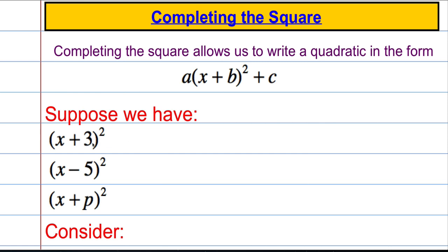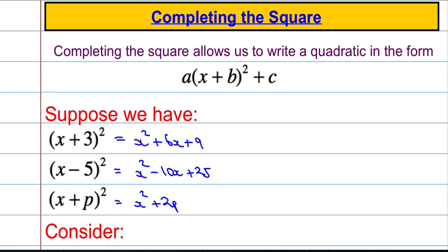But suppose I was to expand this out, we would get x squared plus 6x plus 9. I can do the same here and we get x squared minus 10x plus 25, and we get x squared plus 2px plus p squared. You might be wondering how I could do that so quickly. I'll just tell you the little trick.